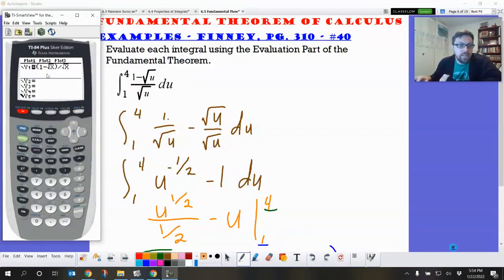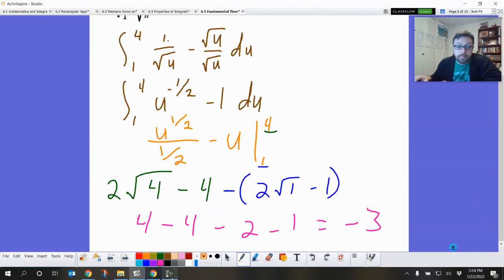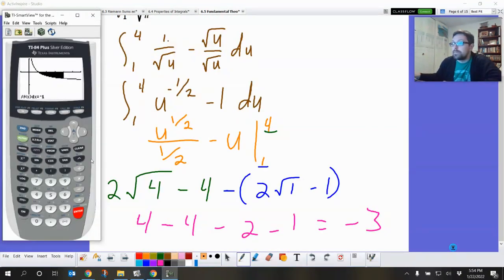Okay, so I've typed this into my calculator. And if you want to have the same window as me, this is what I set my window to be. Here's my graph. So I need to check this from 1 to 4. So we're going to calculate the integral from 1 to 4. And we get a negative 1, not a negative 3. Why did that happen?